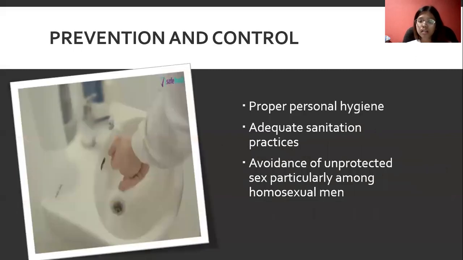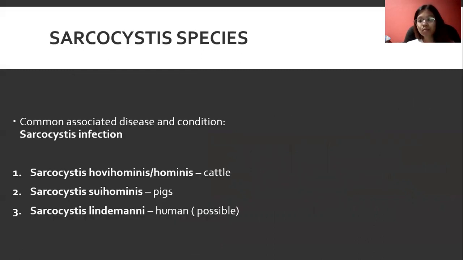Prevention and control: proper personal hygiene, adequate sanitation practices, and avoidance of unprotected sex, particularly among homosexual men. Excuse me. Next natin, we have the Sarcocystis species.